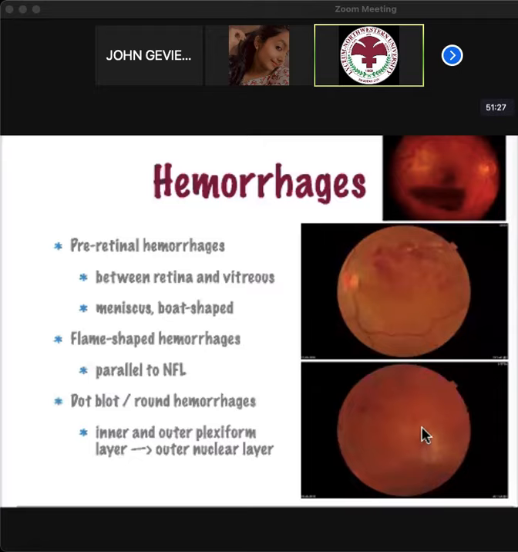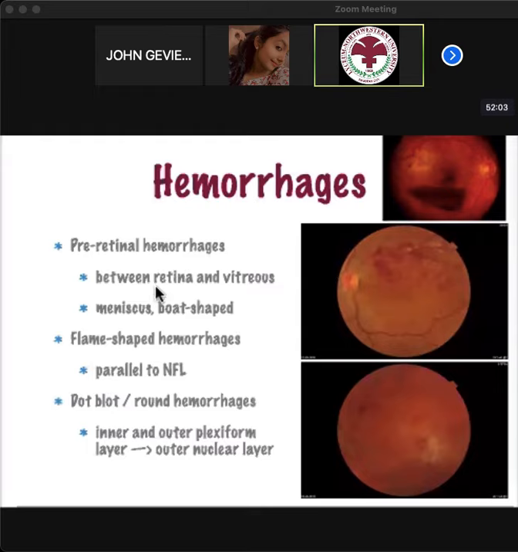Dot blot hemorrhages, very typical, you see that in diabetic retinopathy. These are round hemorrhages. It can be either a small dot or a blot. A blot would be a bigger hemorrhage, like an egg blot. The location of dot blot hemorrhages is a little bit deeper, either on the inner or outer plexiform layer up to the outer nuclear layer. Just remember, plane-shaped hemorrhages would be on the nerve fiber layer.